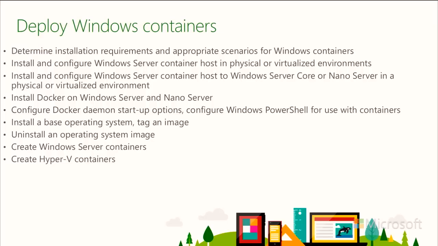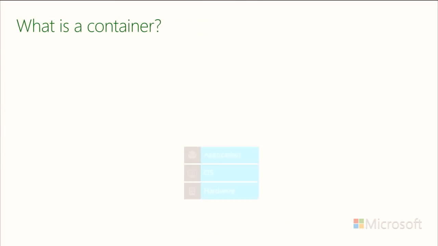So if we were to look at deploying Windows containers, you see a number of different areas that you have to be familiar with. Determining installation requirements, installing base operating systems, tagging a name, all the way down to creating a Hyper-V container. What do I need to do to make sure that I can have containers work as expected? Virtualization has been an important watchword since the early days of Windows, and virtual memory has been around for decades. So Windows can use disk spaces to make the system seem like it has more memory than it has. And that's where the deploying of Windows containers really matter.